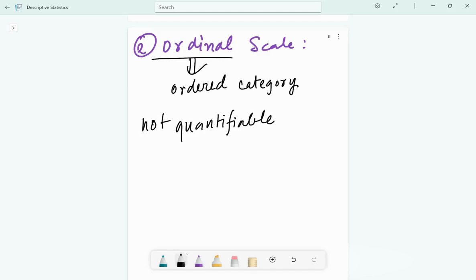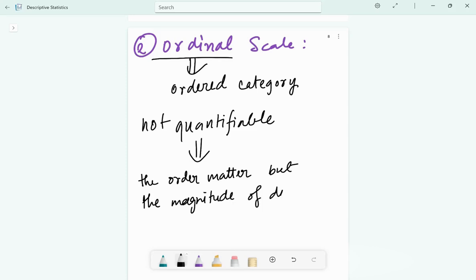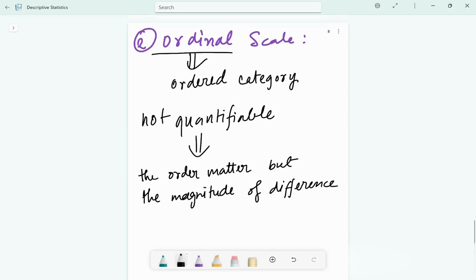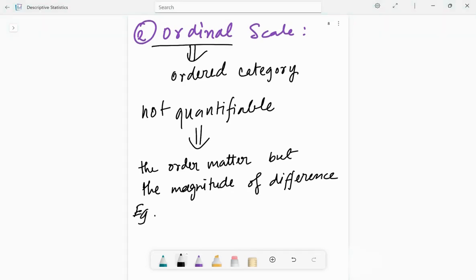But do you understand the meaning of not quantifiable? It means in this scale, the order matters, but not the magnitude of difference. So what does this mean? It means the order matters, definitely it does. But the magnitude of difference does not matter. Okay?